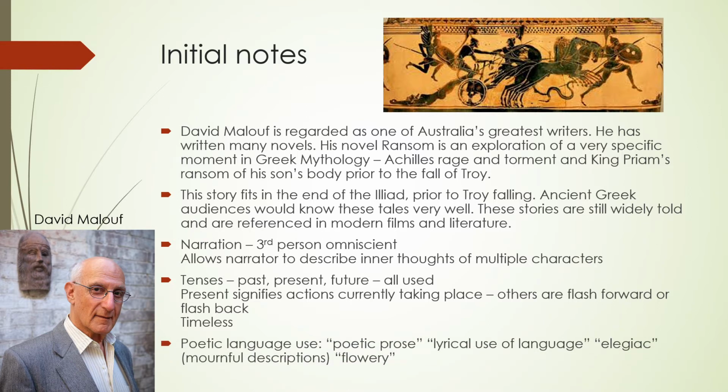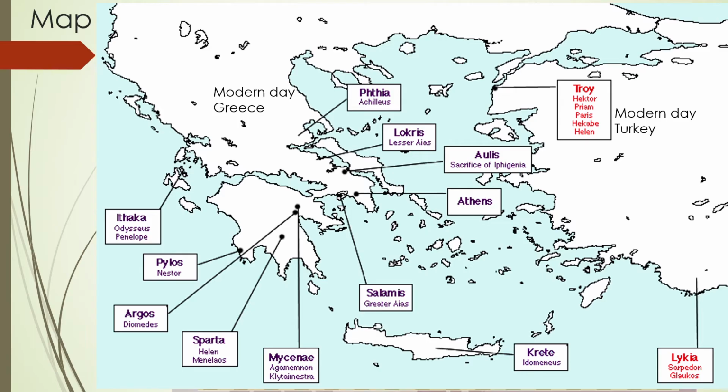Okay. The last thing here is he uses quite poetic language. Sometimes it's quite a long sentence, and you'll notice this long exploration and description, and then sometimes it's quite short, but the language itself is poetic, and it uses a lot of poetic devices. We'll go over those more later, but you could describe it as poetic prose or lyrical use of language, or elegiac. Elegiac is mournful description, this longing that Achilles has. You could call it flowery language as well. That's a bit simple, maybe less academic, but it still does the same job.